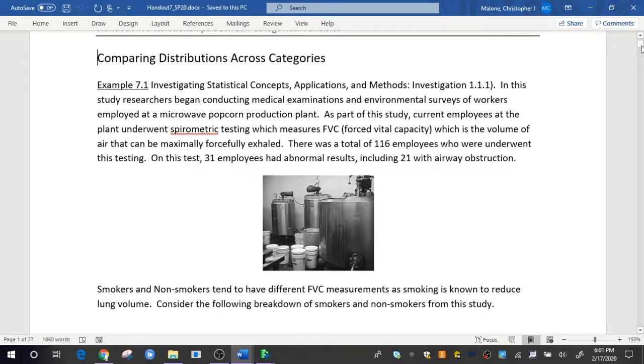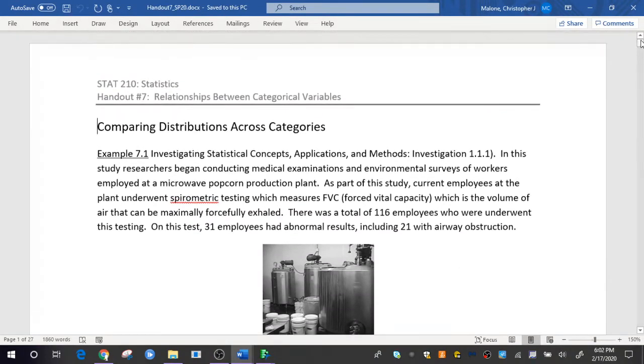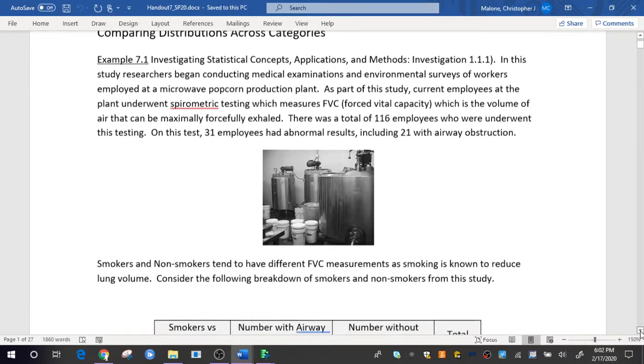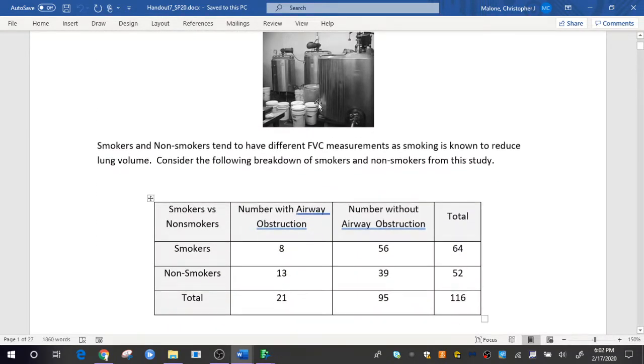So what we're doing with handout 7 is looking at relationships between categorical variables. So what do I mean by that? Well, let's consider our case study here for handout number 7, at least the first case study. What we're going to be looking at is whether or not people that work in a particular factory have airway obstruction. So I'm going to record the numbers that do have airway obstruction and the number of people that do not have an airway obstruction.